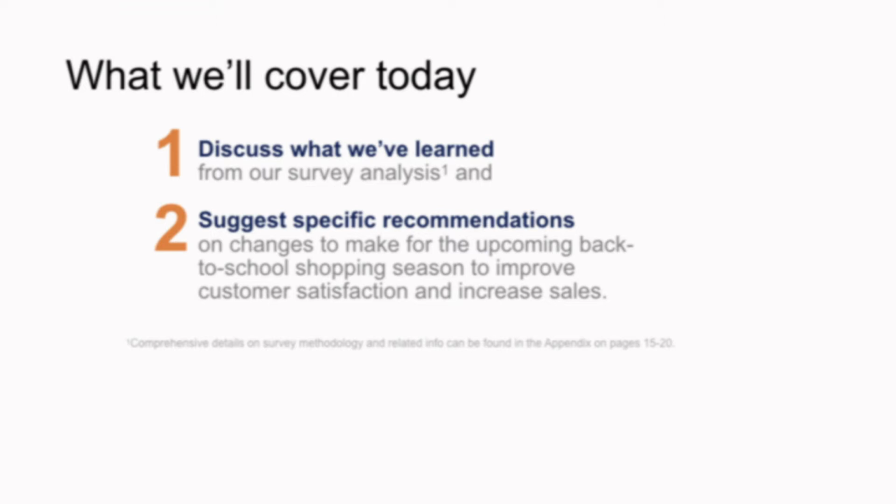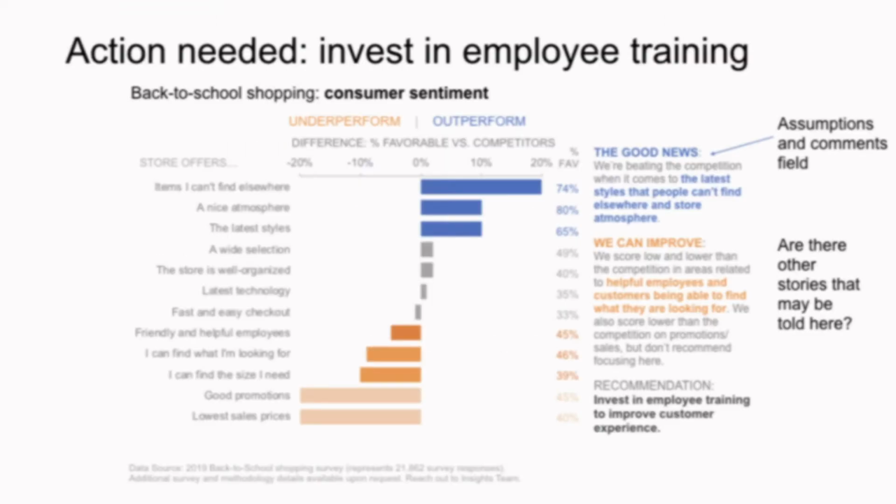But you want to start controlling where audience members look first. Let's keep going. So here, action needed, invest in employee training, back to school shopping, consumer sentiment, pardon me. So this is a consumer sentiment survey, fine. So what we have here is the good news in blue, orange, where we can improve, and a recommendation. Great. So we can see here the good news is linked by blue.